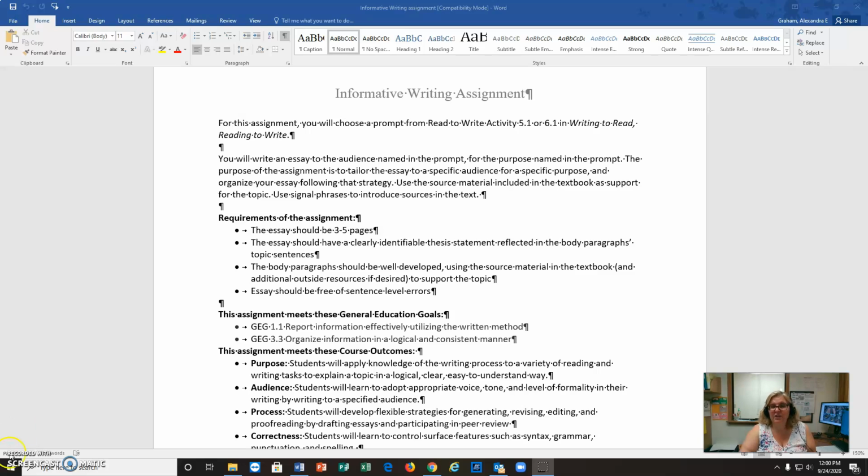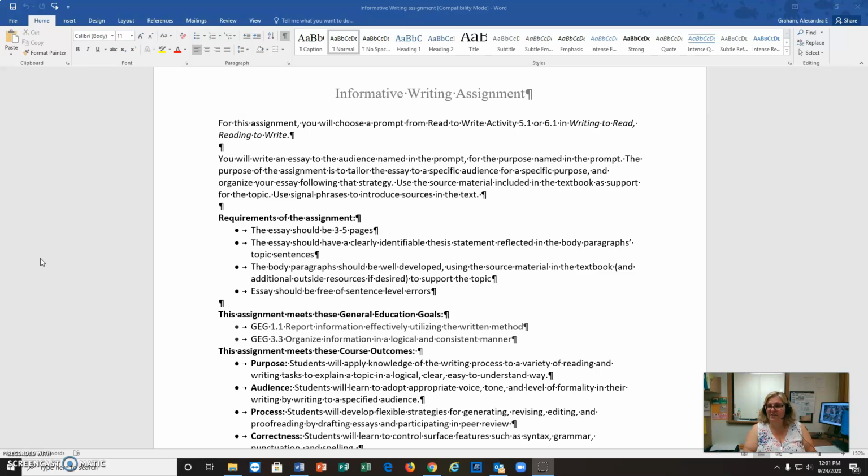All right, so you're going to choose a prompt from Read to Write Activity 5.1 or Read to Write Activity 6.1 that comes from your Writing to Read, Reading to Write book. And once you've chosen which prompt you want to write about, you're going to write an essay to the audience that's named in the prompt for the purpose, right?